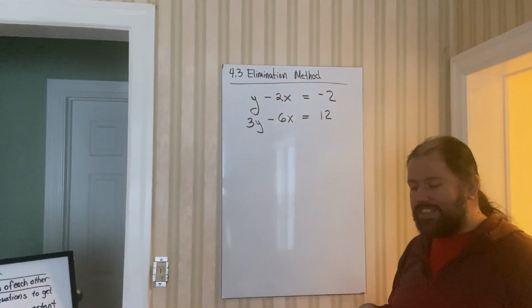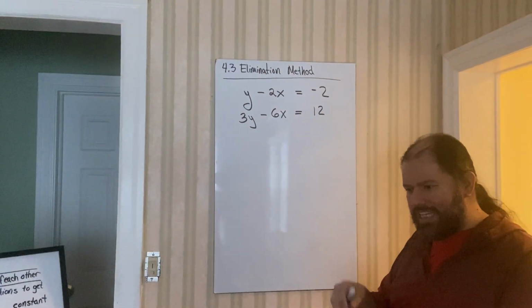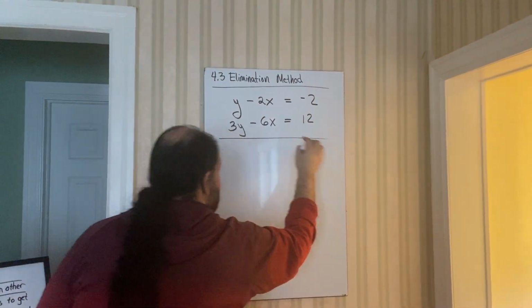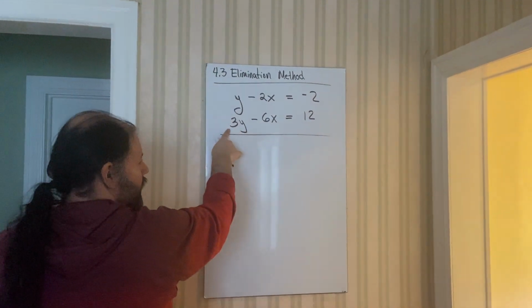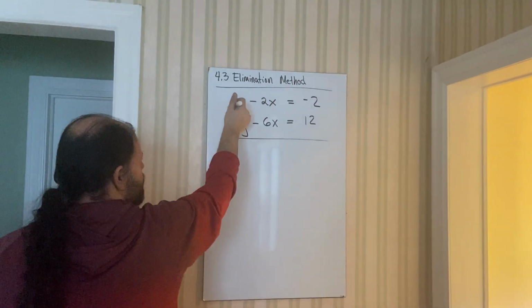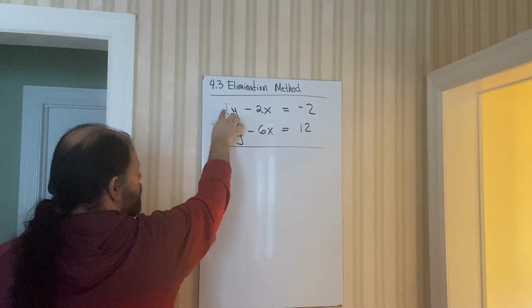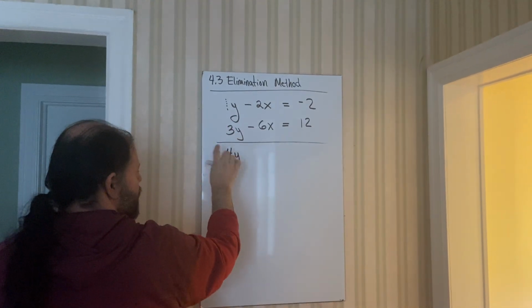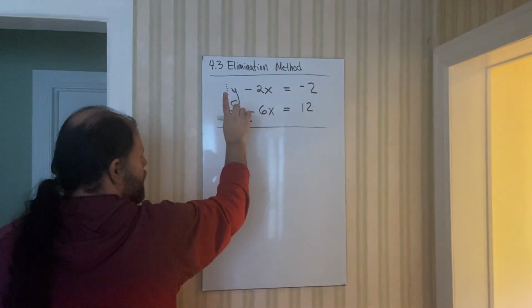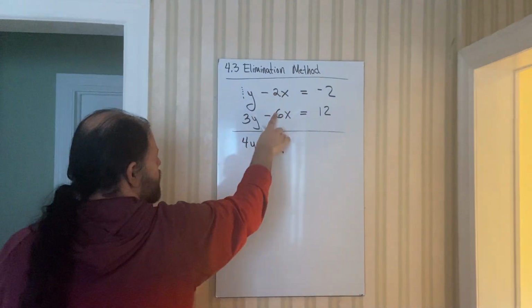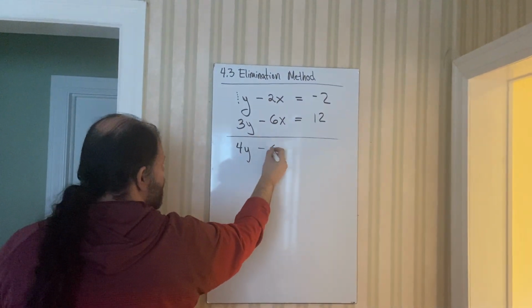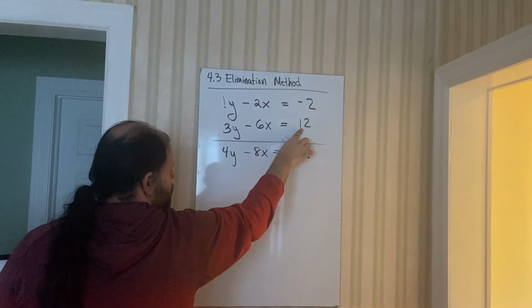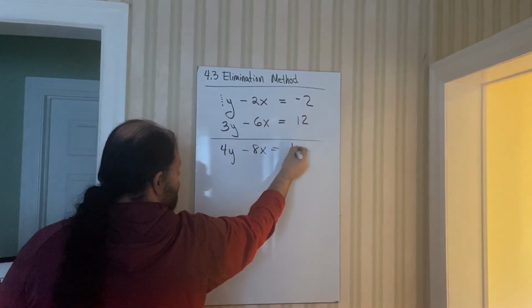So just like we did with the last one, we're going to see if anything can eliminate. So when we work with this problem going down, I have a y and 3y. Remember, if you don't see a coefficient, there's an understood 1. So 1 plus 3 is 4y. Remember, two positives you add. Negative and a negative, you still add. Negative 2, negative 6, we get negative 8x. And over here, negative 2 plus 12, different signs, we're going to get a 10.